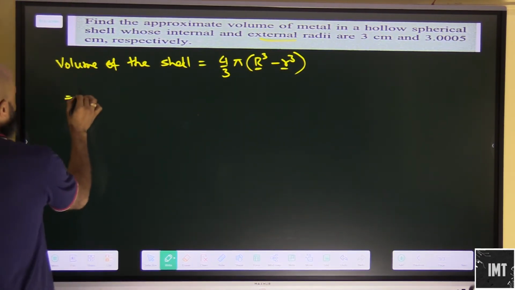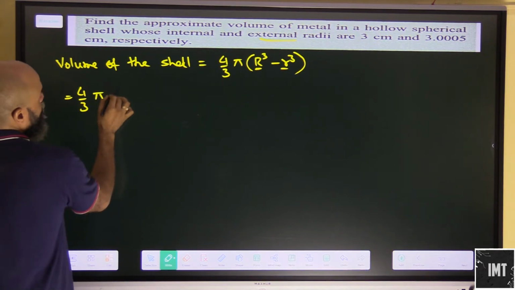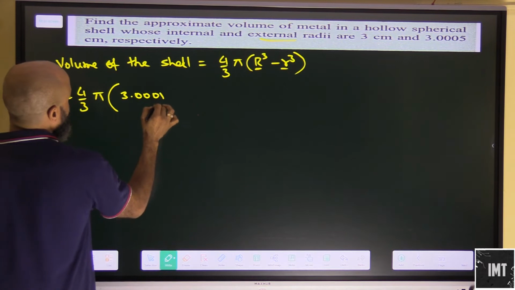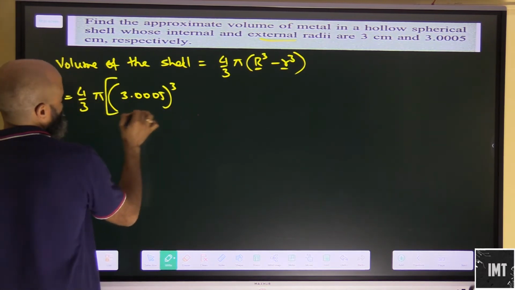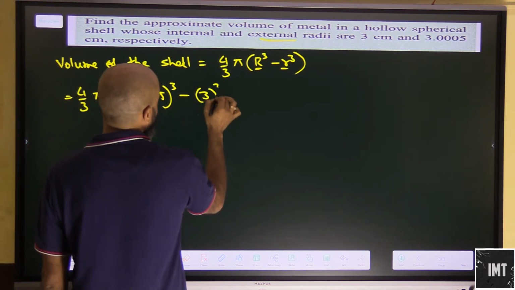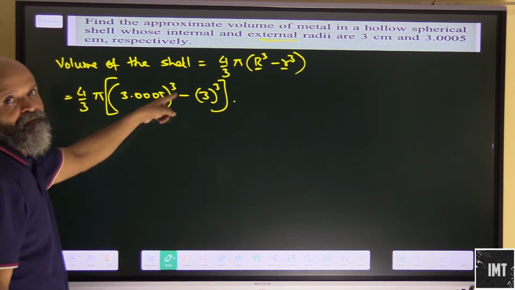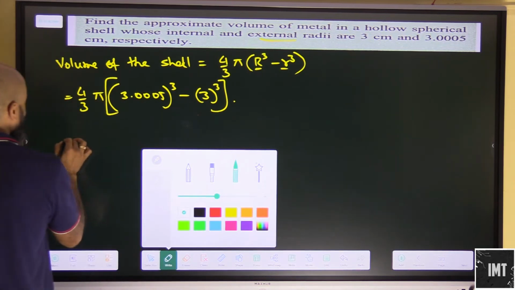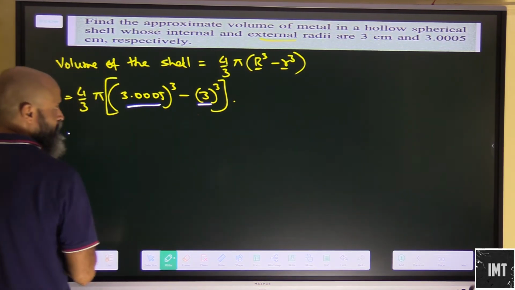So this will be 4 by 3 pi into 3.005 cube minus 3 cube. What will this value be? Now we have to find this. The 3 cube is known to us, that is 27.